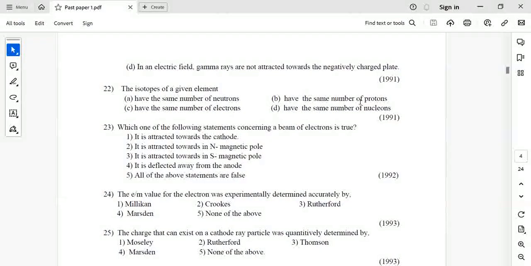Isotopes have the same number of protons. True. A wrong. C is true. Electrons are the same. Nucleons are different since neutrons are different. Nucleon means neutron and proton. So they are different due to the change in neutrons. So only B and C, answer is 2.